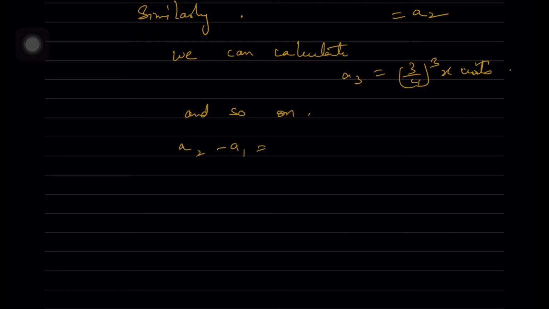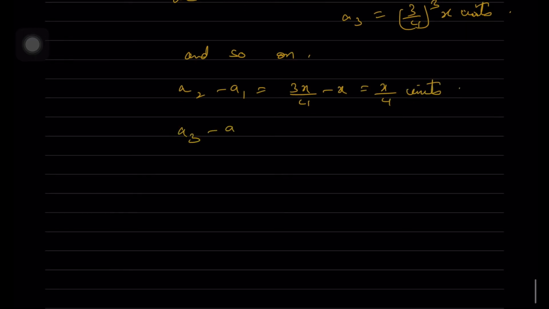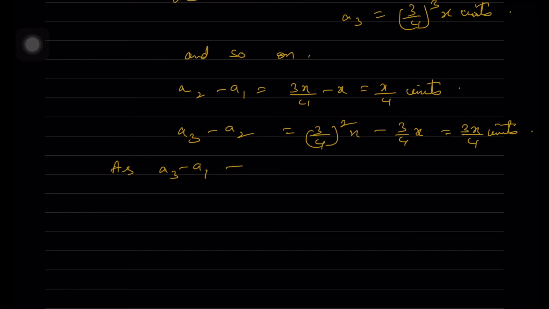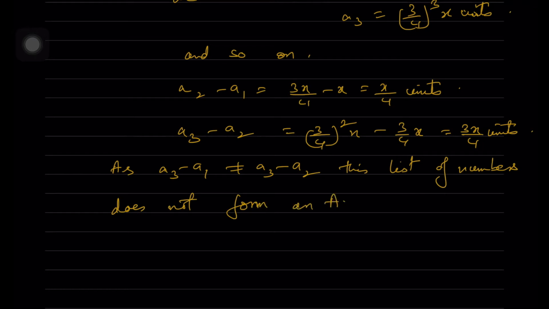A2 minus A1 is equal to 3x by 4 minus x, which is equal to minus x by 4 units. A3 minus A2 is equal to (3/4) whole square x minus (3/4) x, which is equal to minus 3x by 16 units. As A2 minus A1 is not equal to A3 minus A2, this list of numbers does not form an AP.